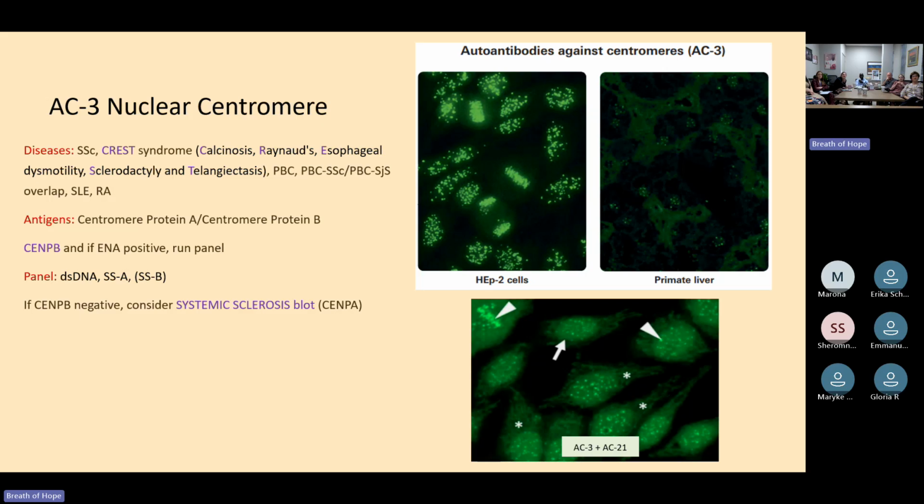Okay, this slide is just showing you centromere plus a mitochondrial pattern, reticular mitochondrial. So you can see that you've got your speckles from your centromere, and then you've got your reticular cytoplasmic fluorescence, which you find with your AC21. So that one is suggesting then a PBC overlap.